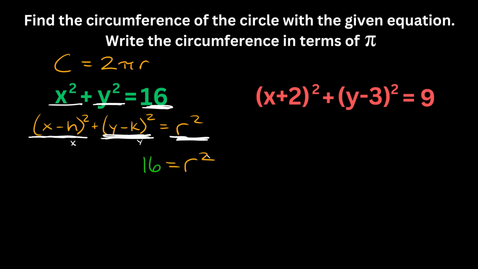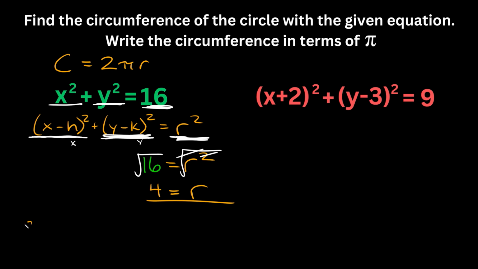Okay, so to solve for r and get rid of this squared exponent, we can simply take the square root of both sides, right? On this side, they cancel out. So we're just left with r is equal to the square root of 16, which is 4. All right, so we just found what r is, 4, right? So now let's plug it into this equation up here.